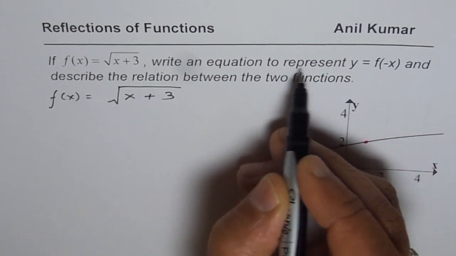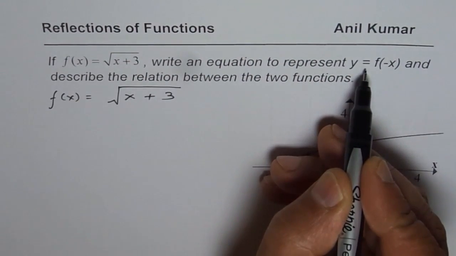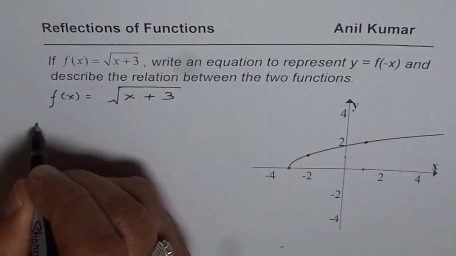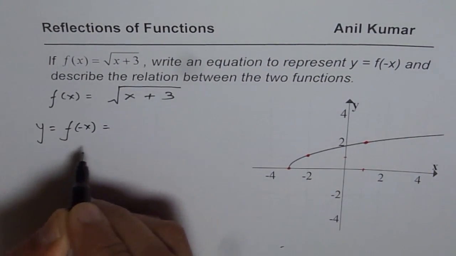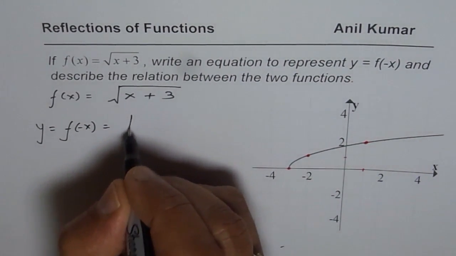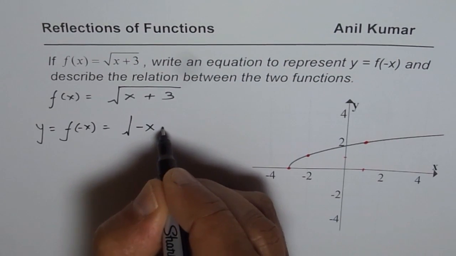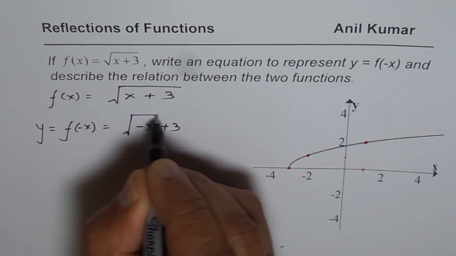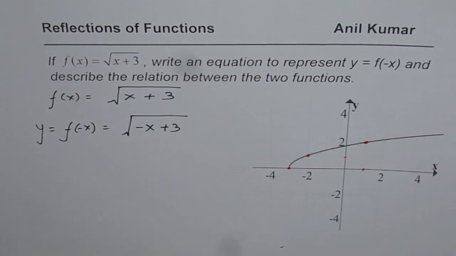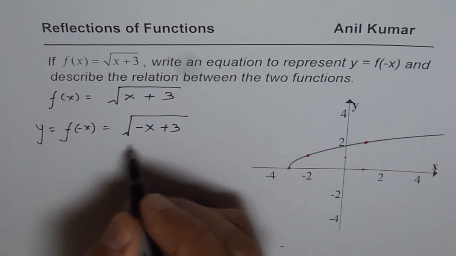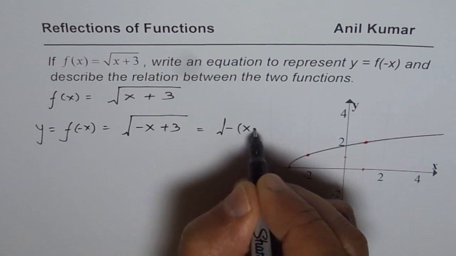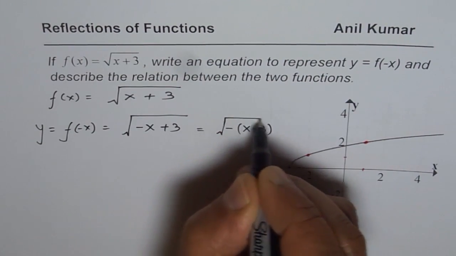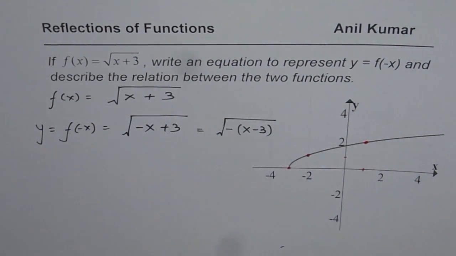Let us first write y equals f(minus x). So y equals f(minus x) really means that we have to change the x to minus x and rewrite our equation. So this is what we get. Now this equation you can also write as, taking minus common, we get square root of minus (x minus 3). Do you see that? So that is what we get.